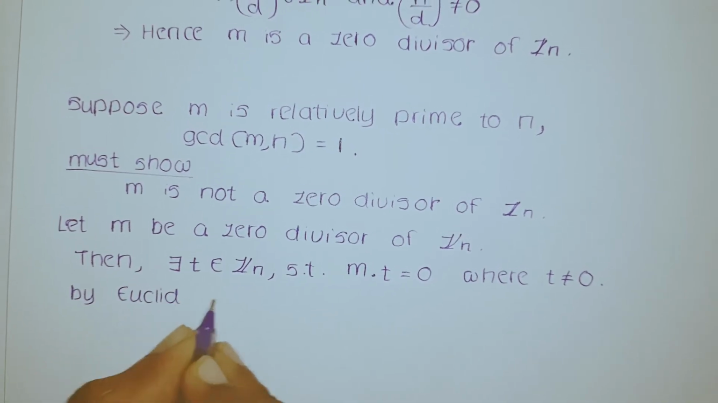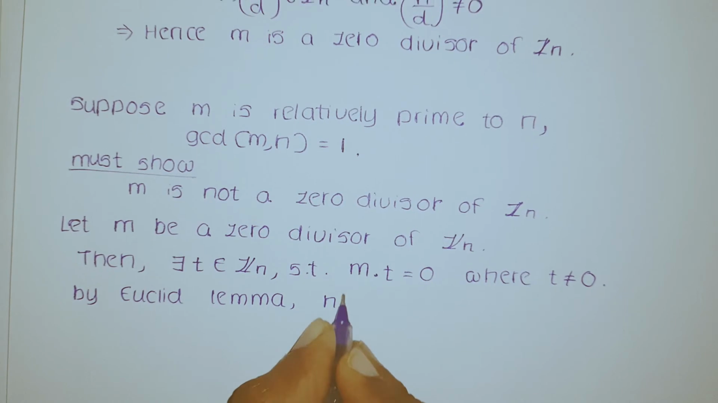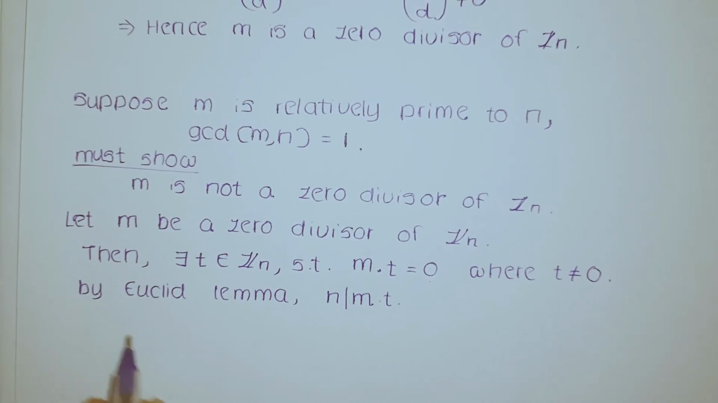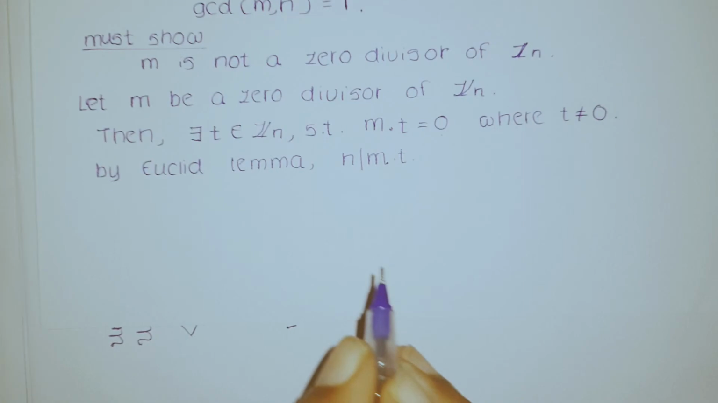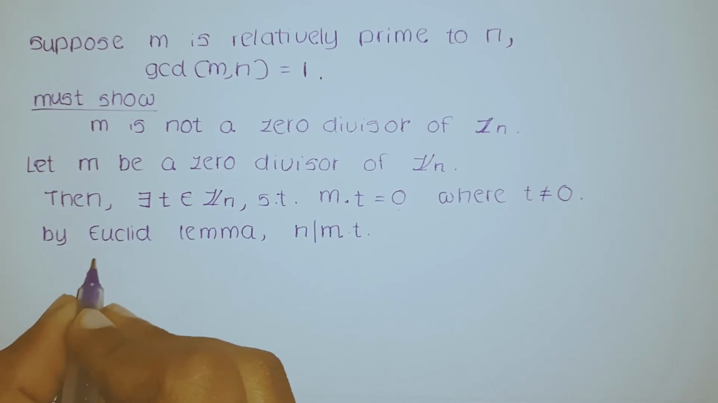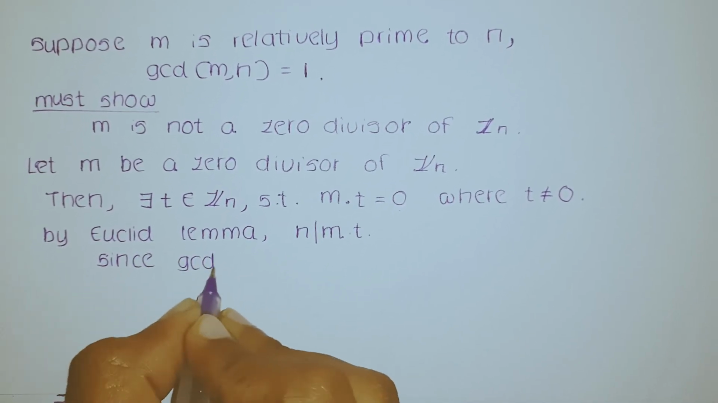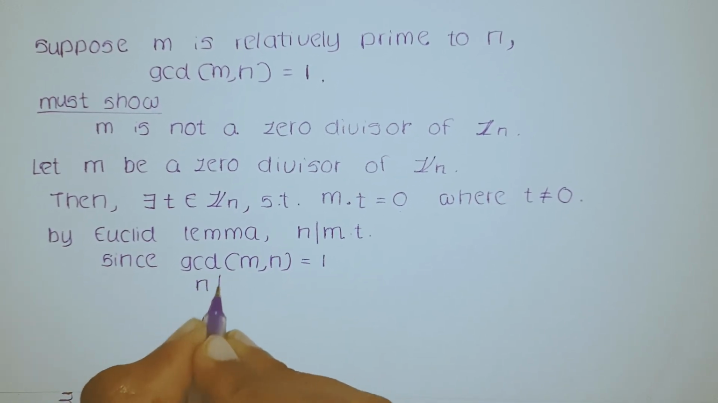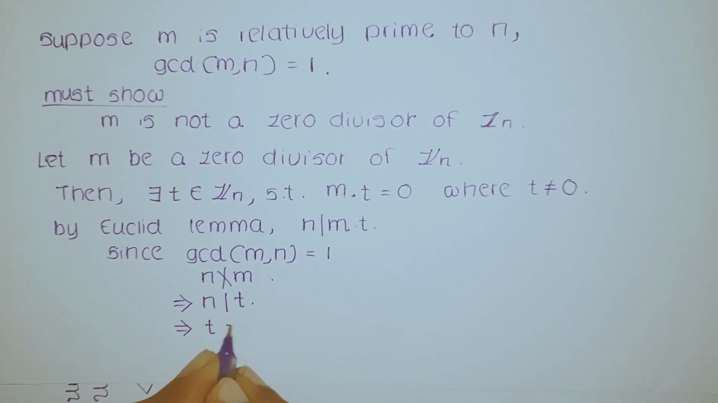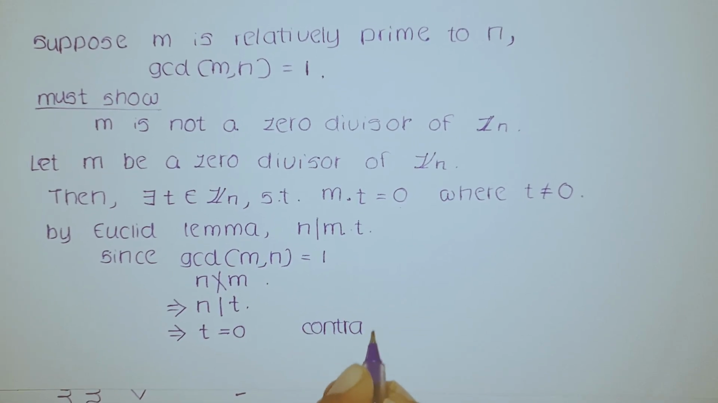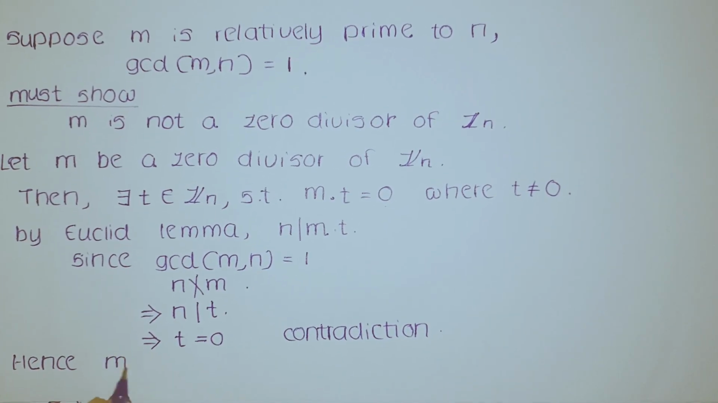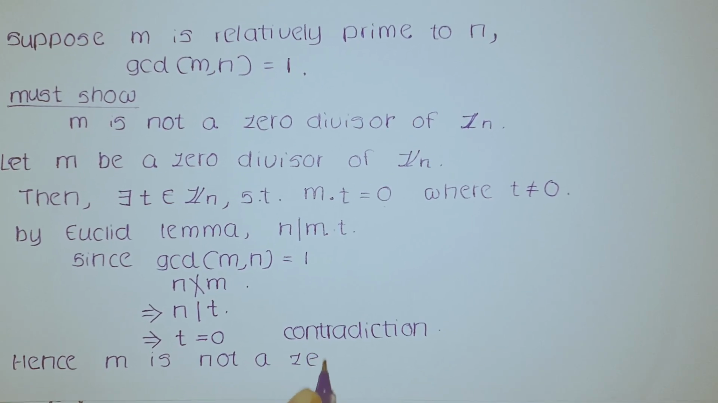Then by Euclid's lemma, n divides the product m times T. That's because if any product gives 0 as the final answer in Z modulo n, that is a multiple of n. Since the GCD of m and n is equal to 1, n does not divide m. Therefore, n must divide T. That means T is equal to 0, and that is a contradiction because we supposed T is not equal to 0. Hence, m is not a zero divisor of Zn.